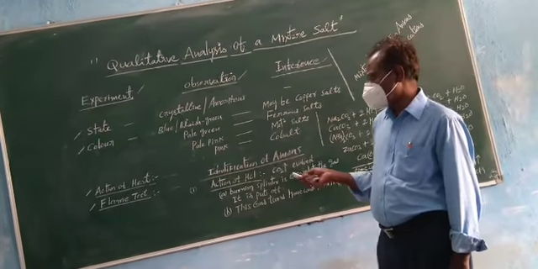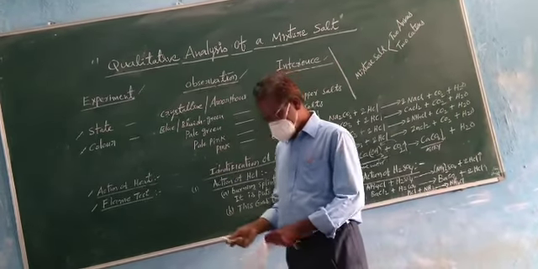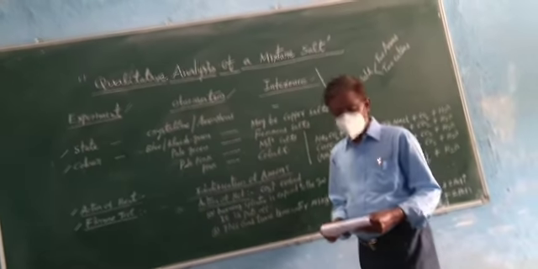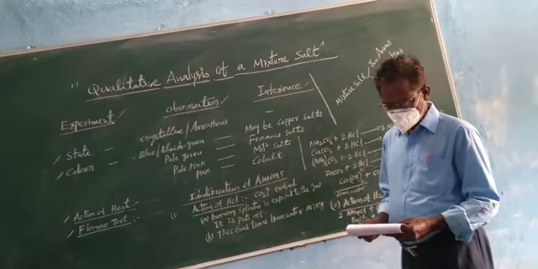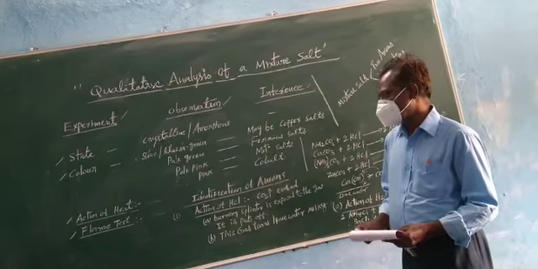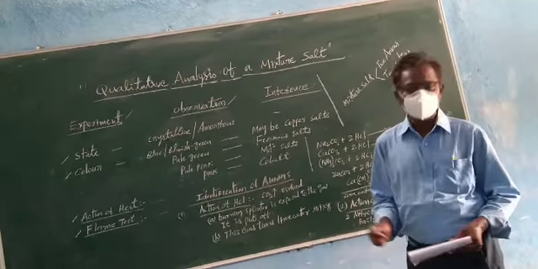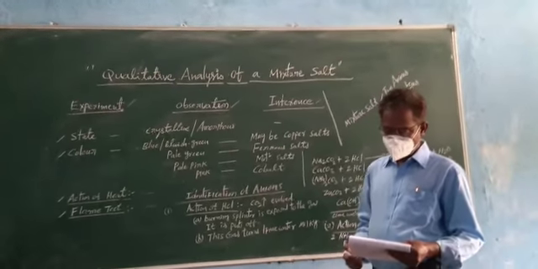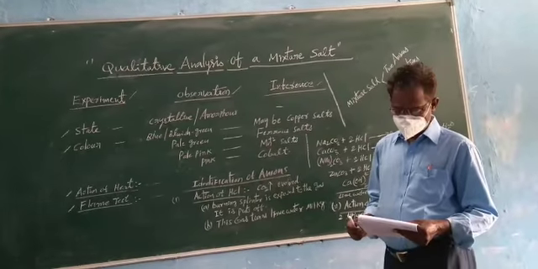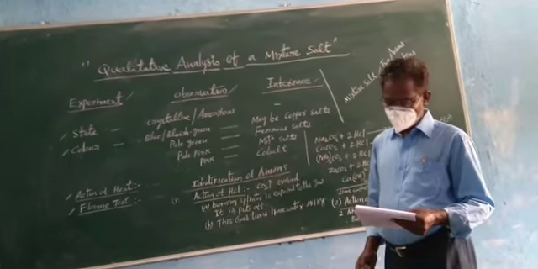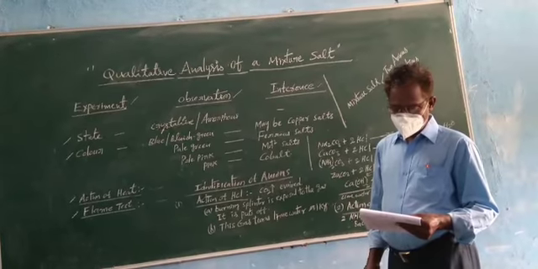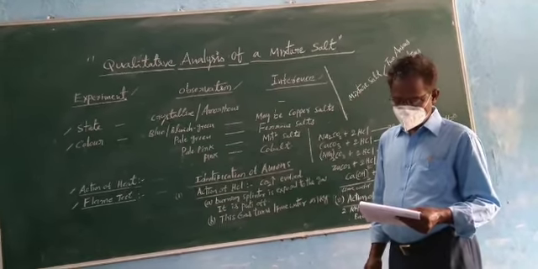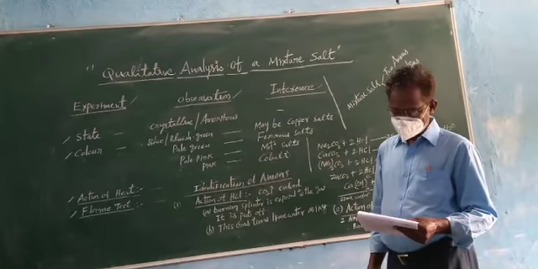Next preliminary test, action of heat. A small amount of the given mixture is taken in a dry test tube and heated slowly first and then strongly. What observations do we find when the salt is heated? Water drops are formed: may be hydrated salts. A white sublimate is formed: may be ammonium salt. Yellow in hot, white in cold: zinc salts. Orange in hot, yellow in cold: lead salts.